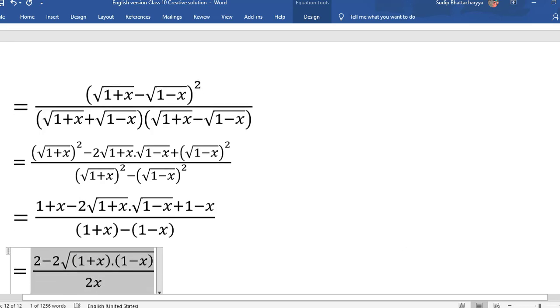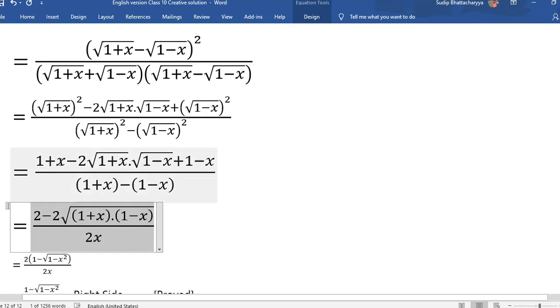You can see in the numerator plus x and minus x will be cancelled, plus 1 and plus 1 will be 2, and 2 into root over, as these two terms are both under root sign and are multiplied with each other, we can take the whole root over 1 plus x into 1 minus x. And as the denominator, if you subtract 1 minus x from 1 plus x, you will get 2x.